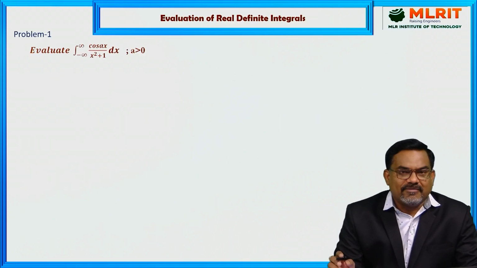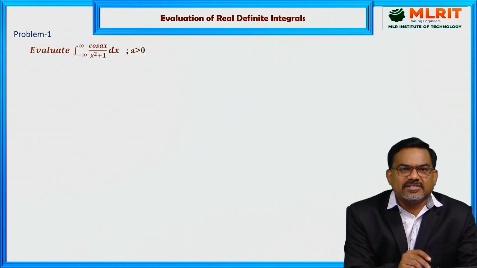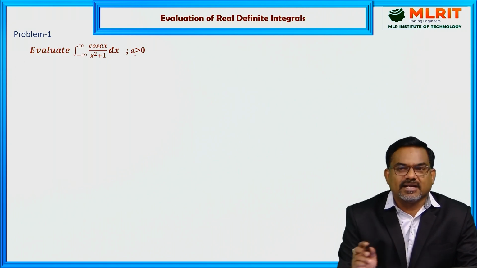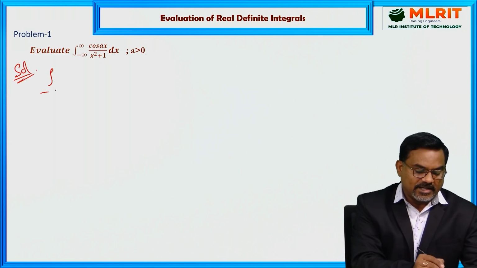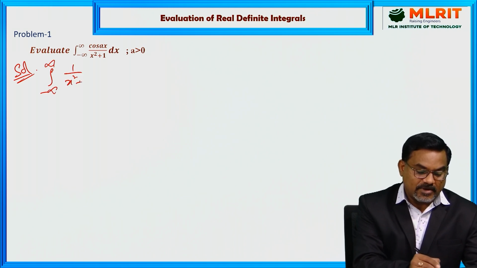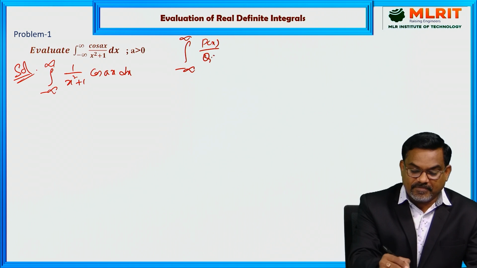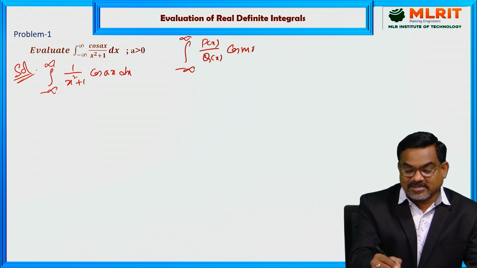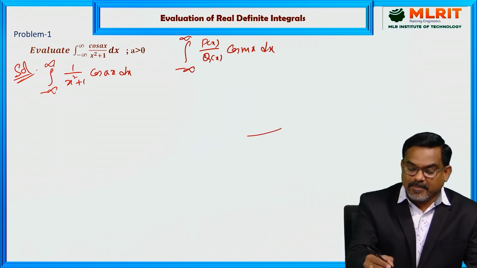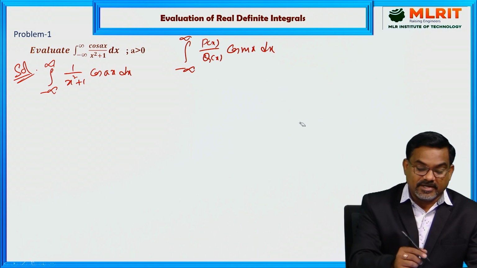Evaluate the integral from minus infinity to plus infinity cos ax by x square plus 1 dx, where a is greater than 0. We need to evaluate the integral from minus infinity to plus infinity 1 by x square plus 1 cos ax dx, which is in the standard form p of x by q of x into cos mx dx, where m is greater than 0. That is why a is given greater than 0.